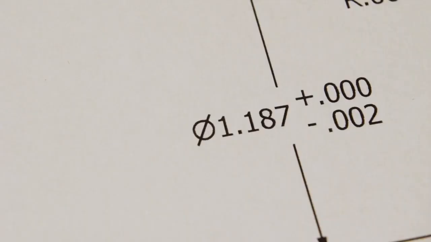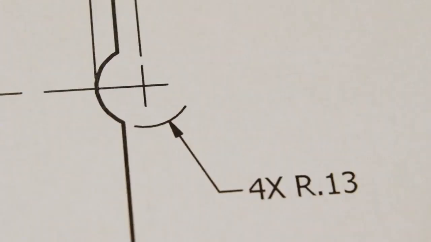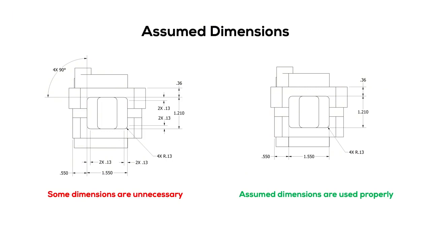Round features and arcs greater than 180 degrees should be dimensioned according to their diameter, and a diameter symbol will precede the dimension. Arcs less than 180 degrees, like fillets, should be dimensioned by their radius, and the letter R should precede the dimension. There are some features you don't have to explicitly dimension.